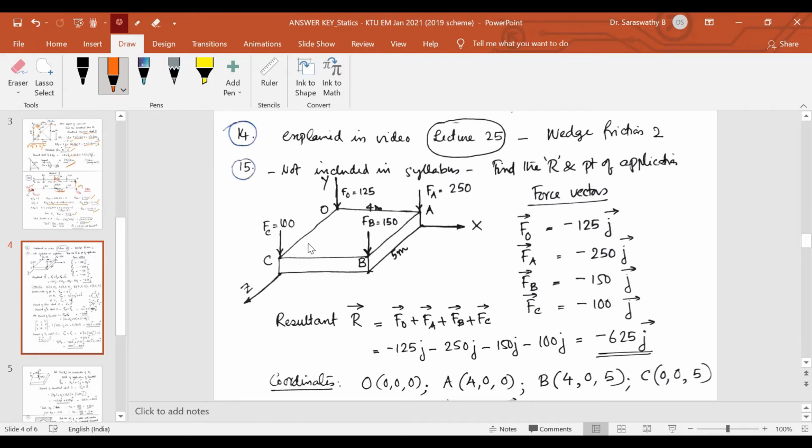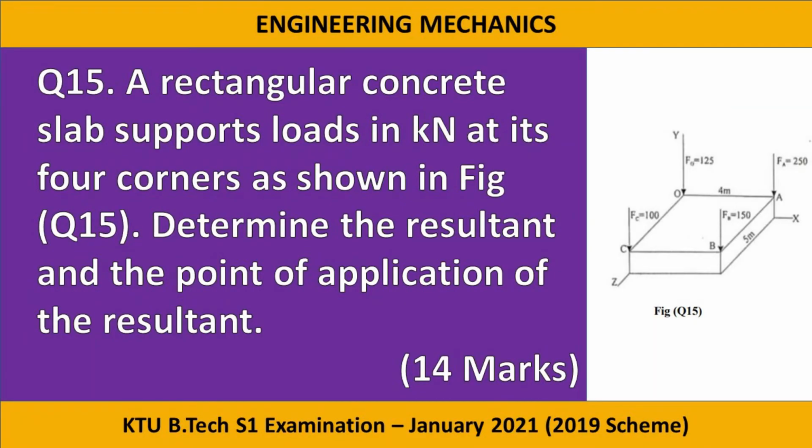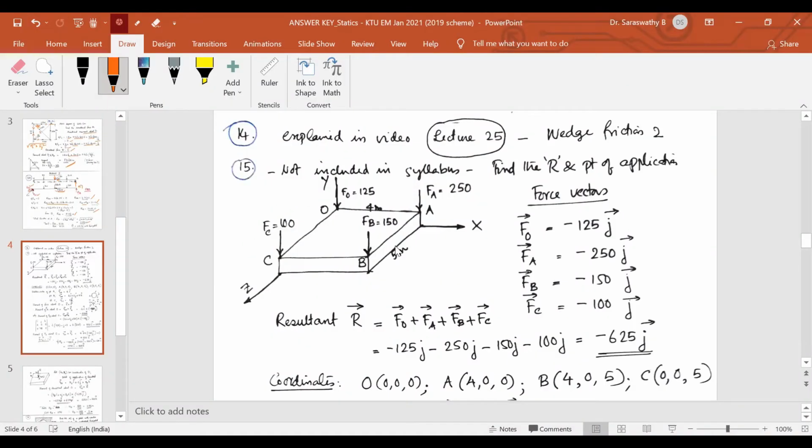Next, passing on to question number 15. A rectangular concrete slab supports loads at its four corners. Determine the resultant and the point of application of the resultant. This is the question given to you. This comes in module 3, forces in space or three-dimensional force system.